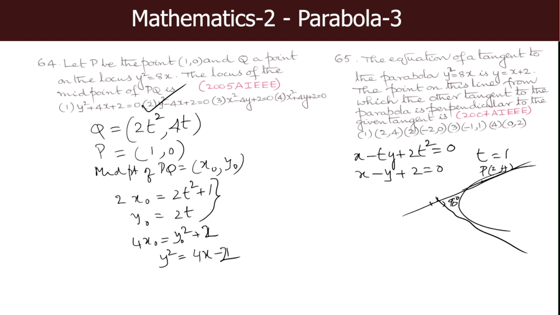Well, you see, perpendicular tangents always meet on the directrix. When these two tangents are perpendicular, this must be the directrix. Is it okay? And what is the directrix of the parabola? The directrix of the parabola is x equal to minus a, which is minus 2. And therefore, the x coordinate of this point must be minus 2. When the x coordinate is minus 2, the y coordinate is 0. So, it is (minus 2, 0). Okay.